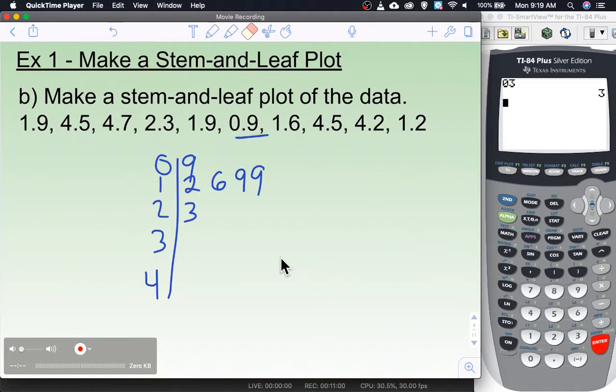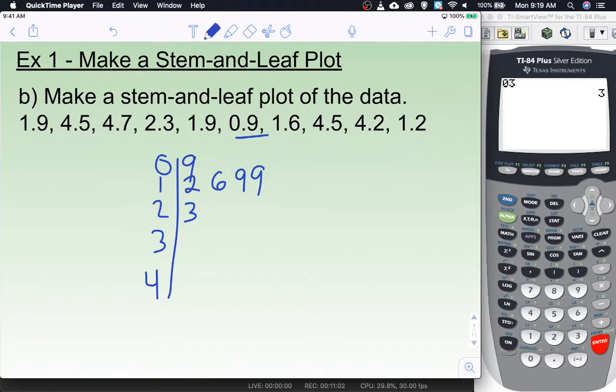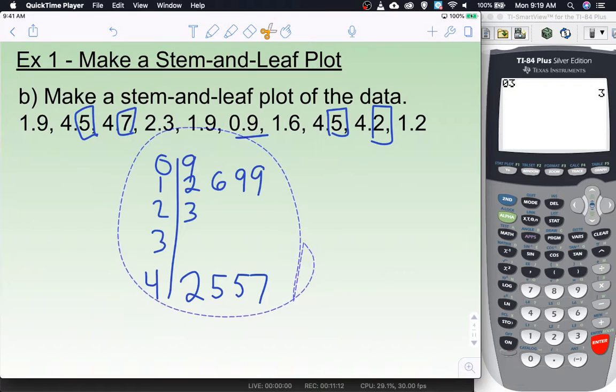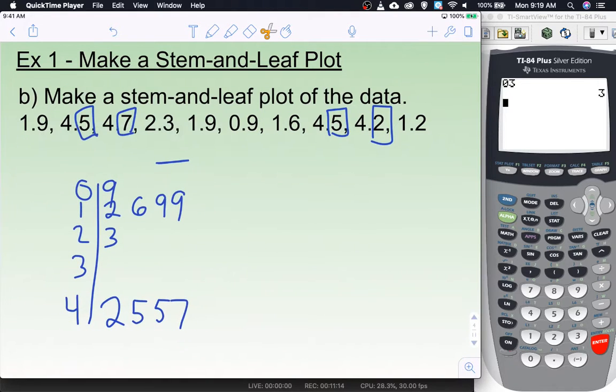Then I do the 4 points. I see a 5, a 7, a 5, and a 2. So in order, 2, 5, 5, 7. So if you're good, you can make an ordered stem and leaf plot right from the get-go. You don't have to make one first and then rearrange them.